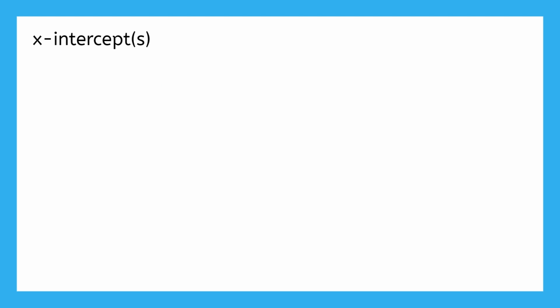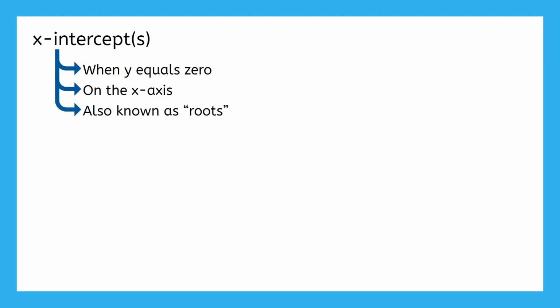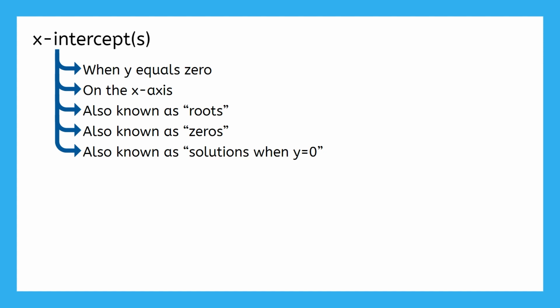Then there's the x-intercept, or x-intercepts. We already know that these occur when y equals 0, and they only lie on the x-axis. Also, something new to us is that they're sometimes called roots, zeros, or solutions when y equals 0, which makes sense because y is 0 when we're on the x-axis.